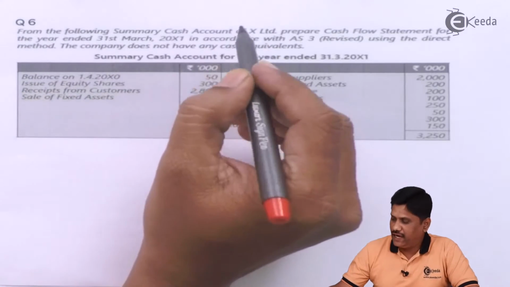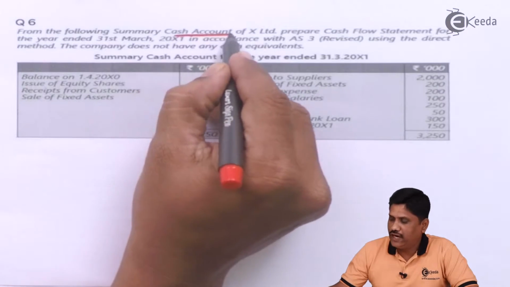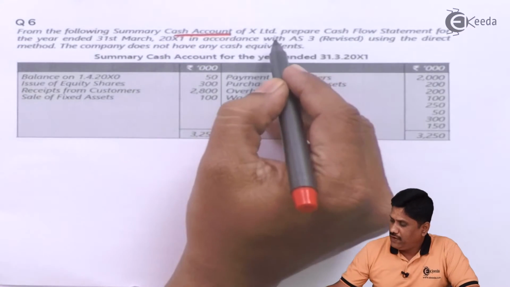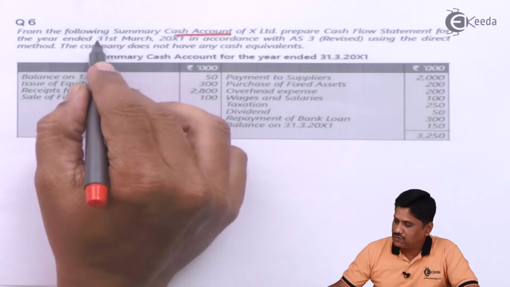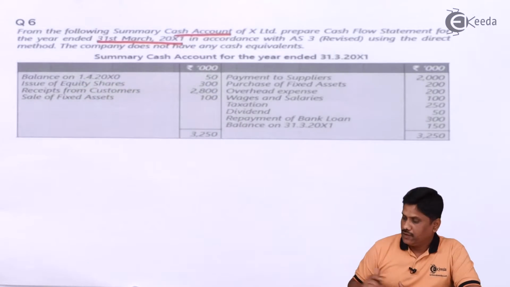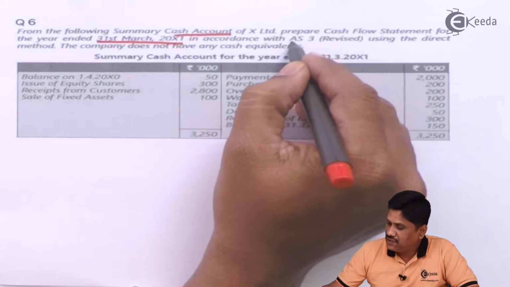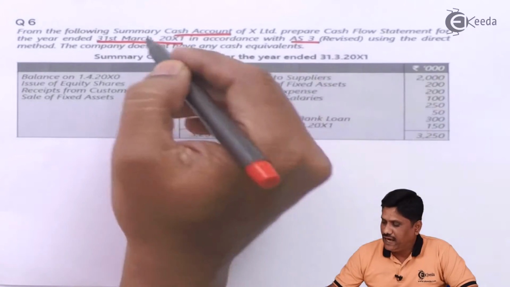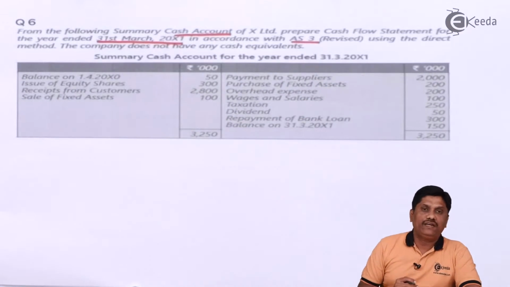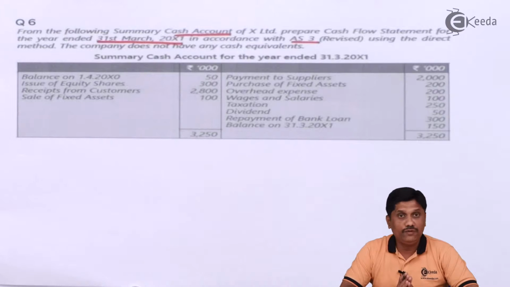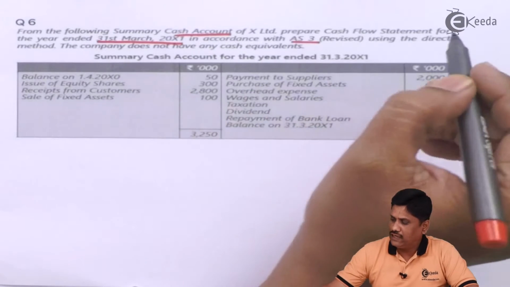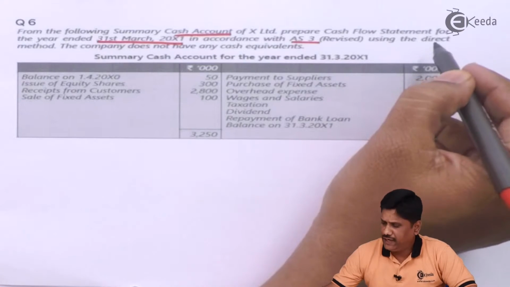From the following summary cash account, so they readymade gave you a cash account of X Limited. Prepare a cash flow statement for the year ended 31st of March 20X1 in accordance with AS 3 (Revised) using direct method. By the way, the direct method and indirect method concept is only applicable to operating activity, that we know. So direct method will be used for operating activity, the rest is always direct. So understand this word properly.